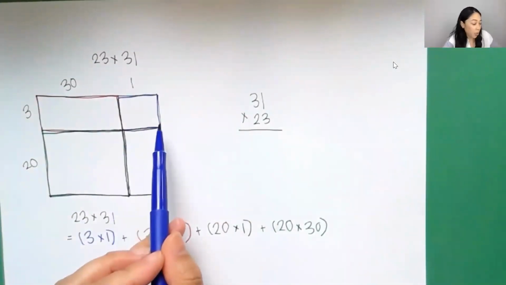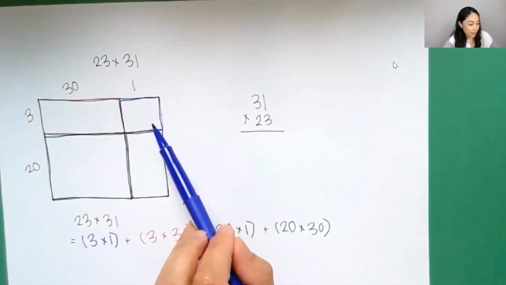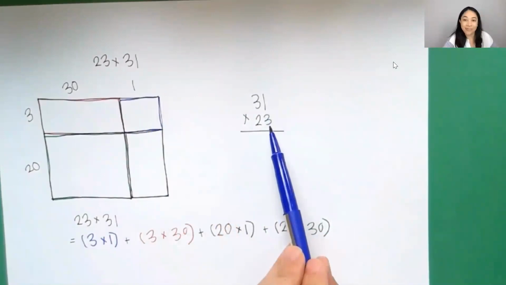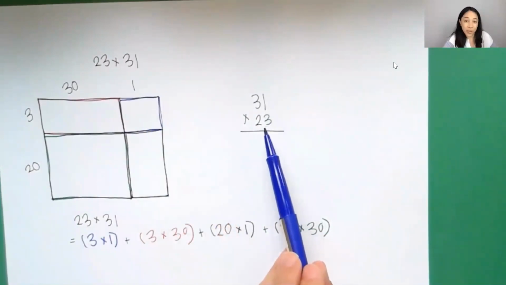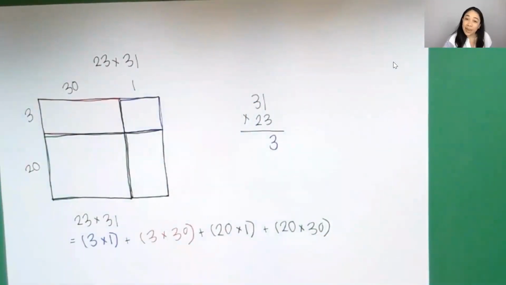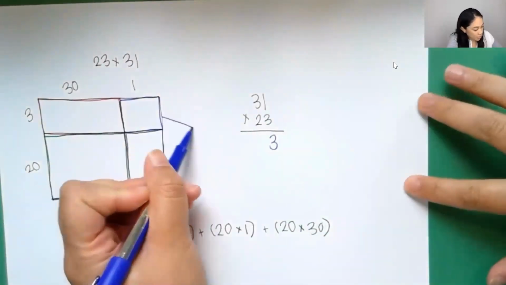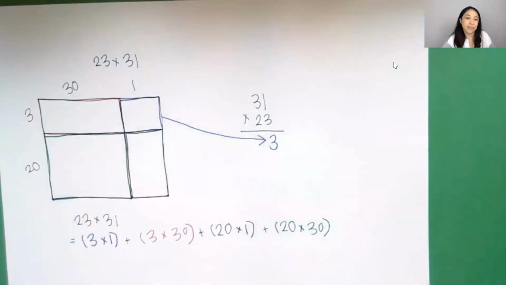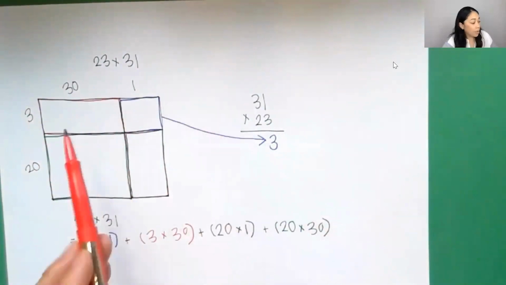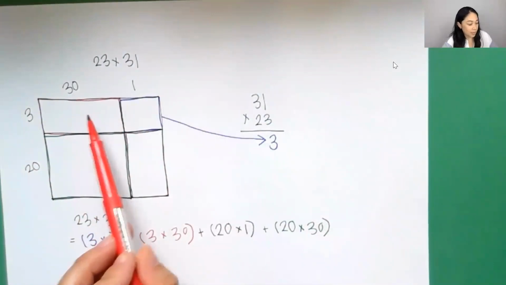What is the product of 3 ones and 1 one? 3 ones. Let's record the product below. Next, let's draw an arrow connecting the rectangle with the corresponding partial product. How about 3 times 3 tens?